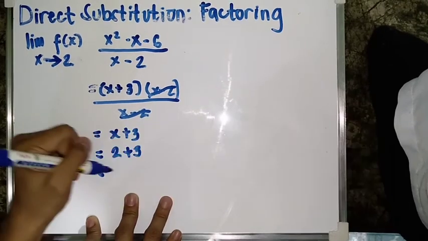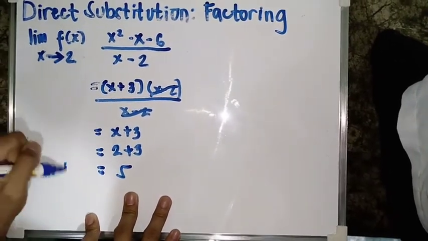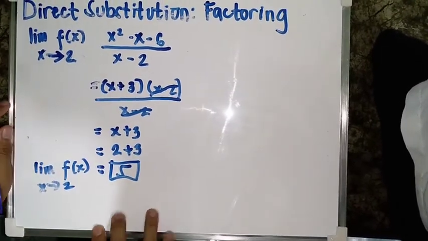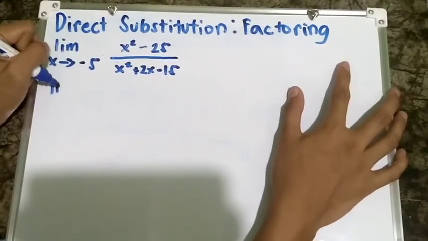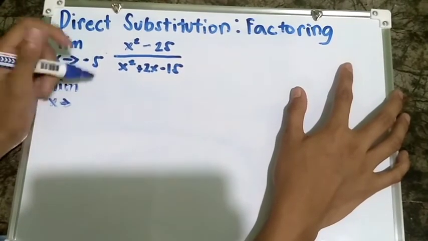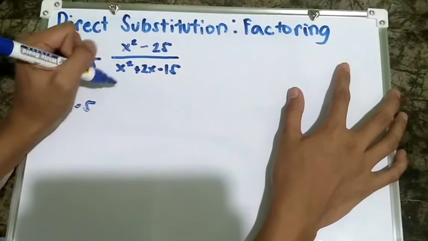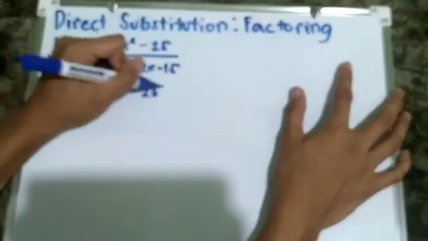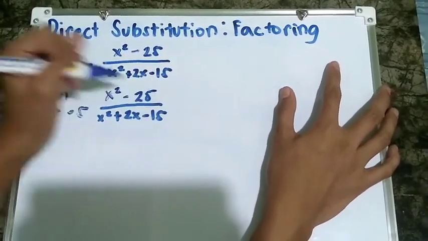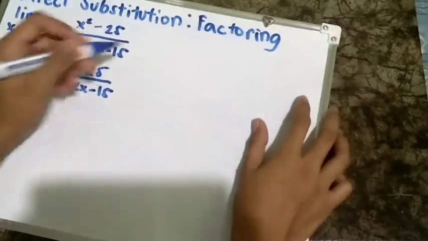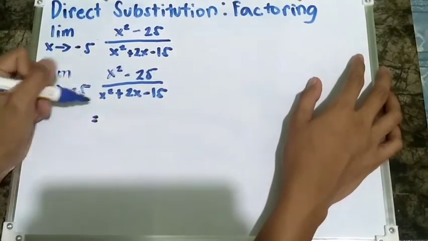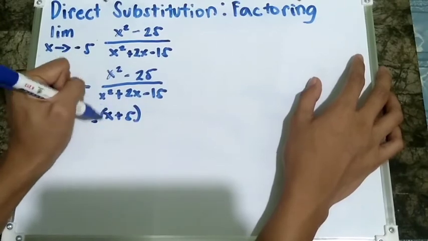So the limit of f of x is x squared minus 25 over x squared plus 2x minus 15, where x approaches negative 5. So first we will, as usual, factor it. We will simplify both numerator and denominator. So x plus 5 times x minus 5 over x minus 5 times x plus 3.